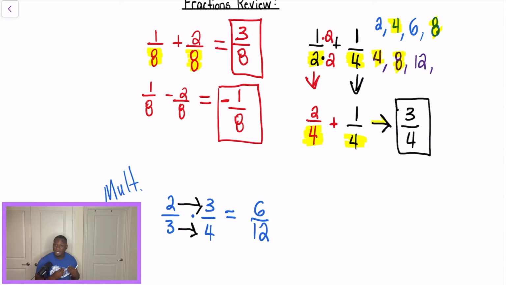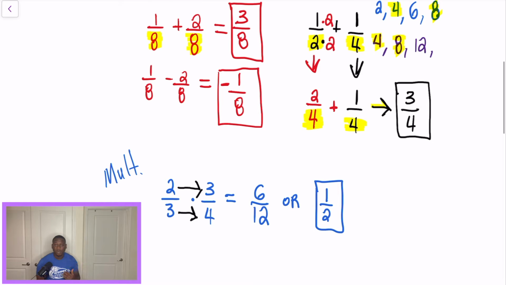And understand, guys, this is the answer. However, typically in math, your teacher is always going to ask you to simplify it to lowest terms. So in this problem, lowest terms would be 1/2. And I'm going to explain what that means. So we're trying to find a number that we could divide both 6 and 12 by until we can't divide any more. So if I write out my factors, right, I have 1 times 6 and 2 times 3.